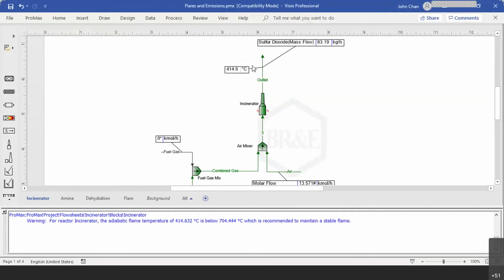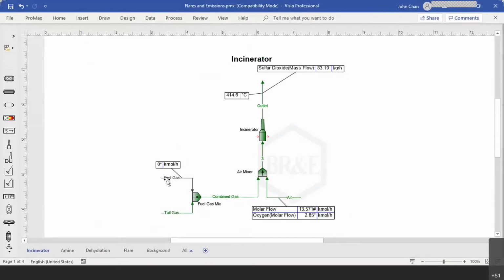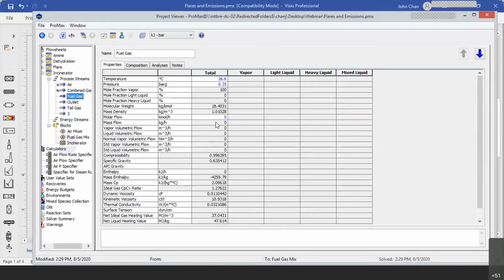a stable flame. So what I'm gonna do is I will need to add in my fuel gas to get my temperature at my outlet to at least 1600 Fahrenheit or about 870 degrees Celsius. So I'm gonna close this. So I'll go into my fuel gas stream. Right now, I have my molar flow rate set as 0, but I want my outlet temperature to be at least 870 degrees Celsius. And what I would want to do is adjust my fuel gas so that I will get a desired outlet temperature.